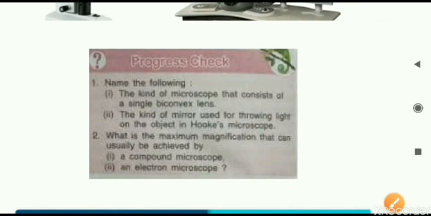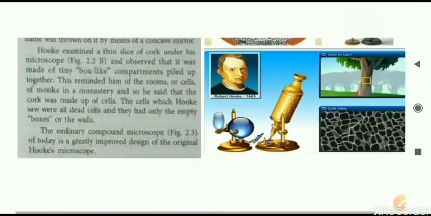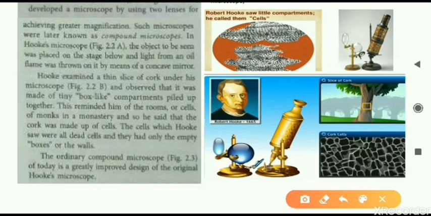Next one, the kind of mirror for throwing light in the Hooke's microscope. Here we have seen Robert Hooke gave his own microscope. It was the compound microscope. So what was the mirror there? That was the concave mirror. Here you can see it was the concave mirror.